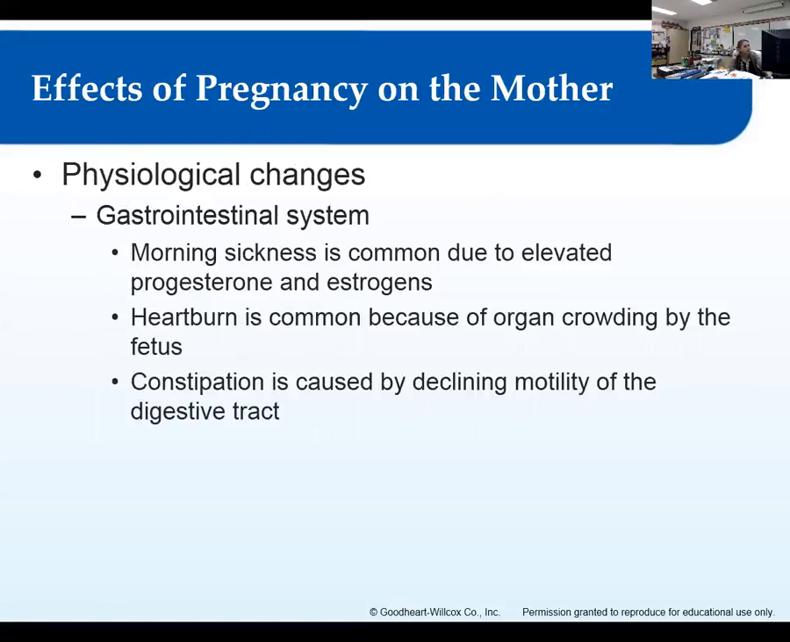Other physiological changes, you have the GI system. Morning sickness is common. It's related to all those extra hormones, especially at the beginning of the pregnancy. Heartburn is common because obviously the baby is taking up space, which is putting pressure on the stomach, which is trying to push food back up the esophagus, causing heartburn. And then constipation is caused because the motility in the intestines and the digestive tract is just not there because it's overcrowded again.